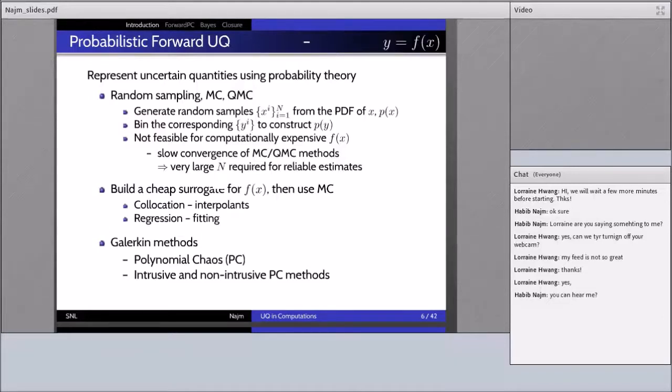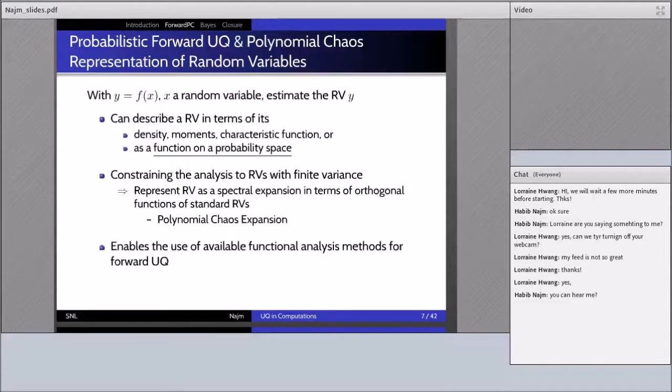The representation which we use in this context is called the polynomial chaos, which is a very old term, has nothing to do with modern chaos theory, but it's a class of representation with polynomials for random variables and random fields. And we'll describe both intrusive and non-intrusive PC methods. In other words, with intrusive methods, you have to change the model, you have to change the code, you have to rewrite software, etc. Non-intrusive methods treat the forward model as a black box.